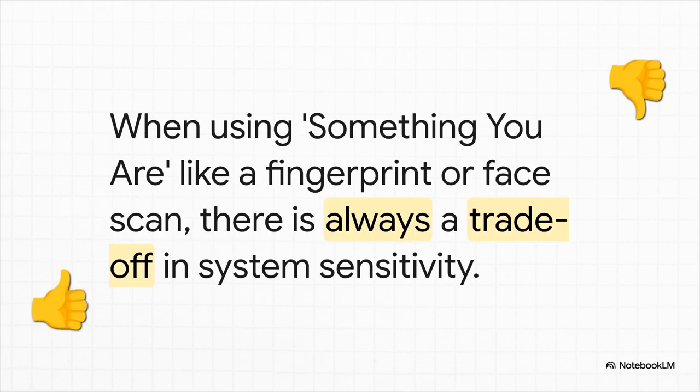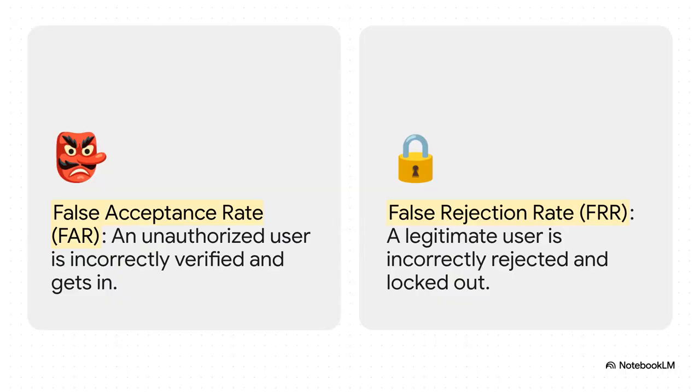Now, that something you are category, biometrics, is really fascinating because it comes with this built-in puzzle. How do you design a system that's secure enough to keep bad guys out, but not so paranoid that it accidentally locks you out? And this right here perfectly illustrates that puzzle. It is a constant balancing act. On one side, you have the false acceptance rate, or FAR. That's the nightmare scenario where an imposter gets in. On the other side, you have the false rejection rate, or FRR, which is just plain annoying. That's when the system fails to recognize you, the actual legitimate user.